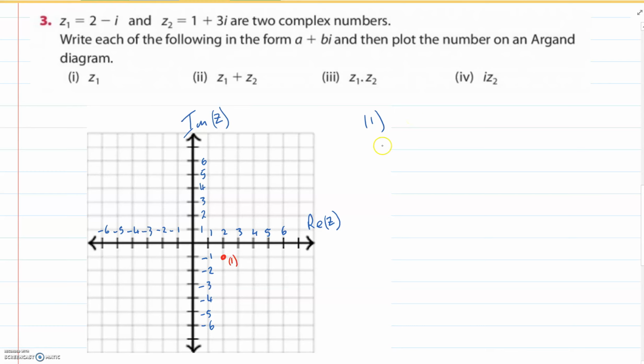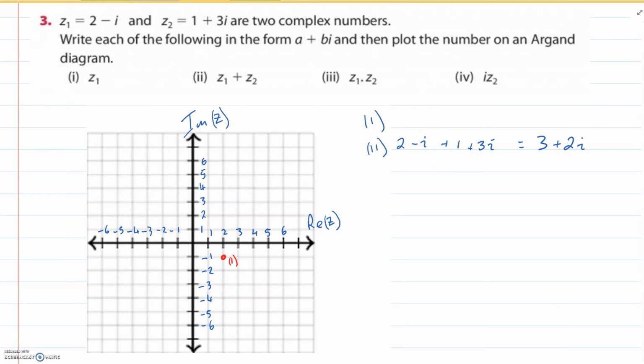Part 2, you have to add the two complex numbers together. So your two complex numbers are 2 minus i, and you're adding on 1 plus 3i. So when you're adding complex numbers, you don't need to put brackets in. You are bringing the real parts together. So 2 plus 1 gives you 3. And then minus 1, which is minus i, and plus 3, that gives you plus 2i. Okay, so 3 i's, take away 1 i, gives you plus 2i.